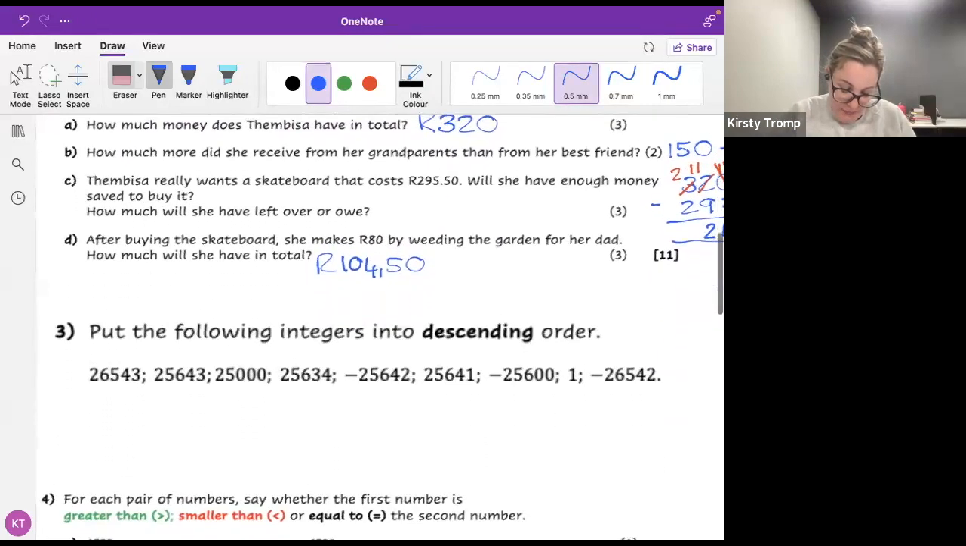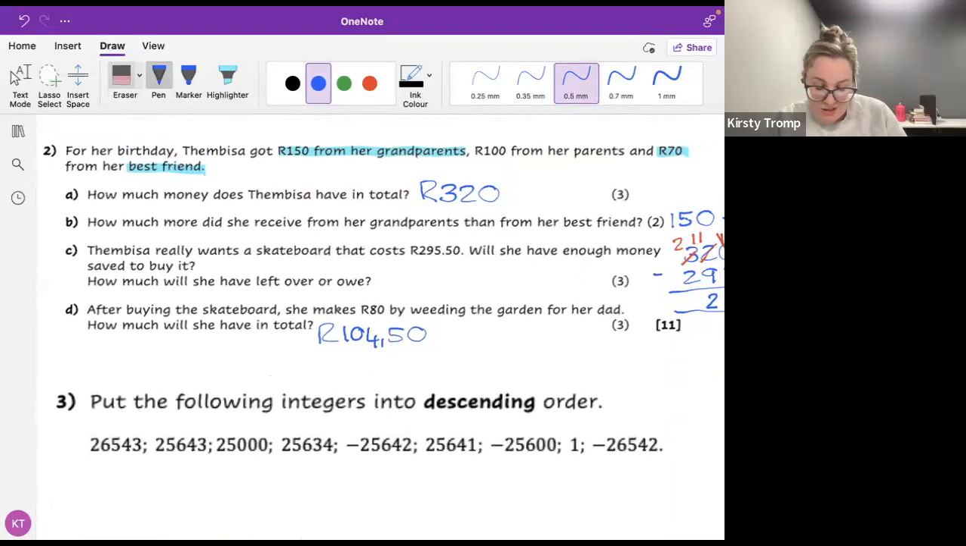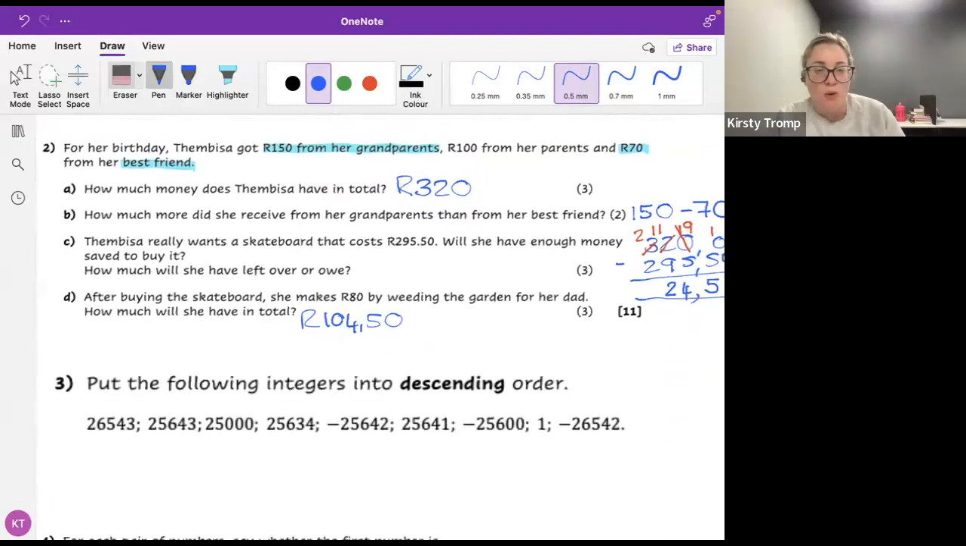Question 3. Put the following integers into descending order. So first of all, if we're doing descending order, I need to understand what descending order means, guys. So what does descending order mean? Who can tell me what descending means?